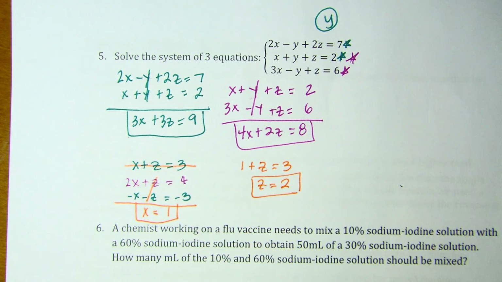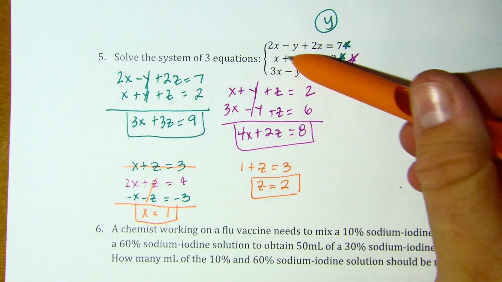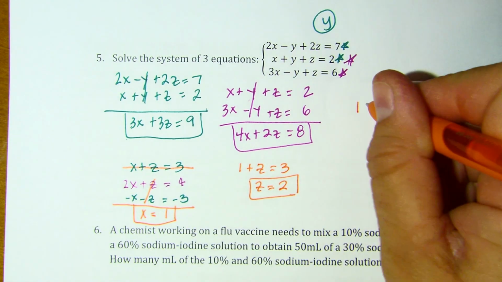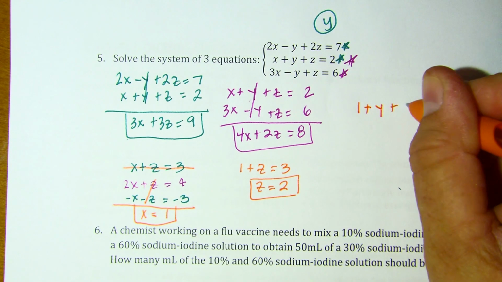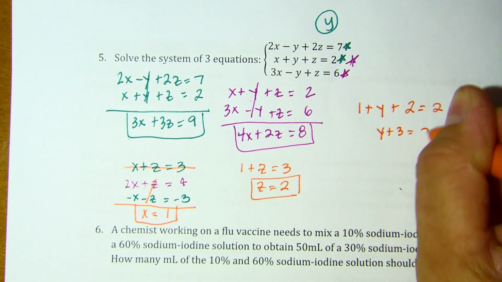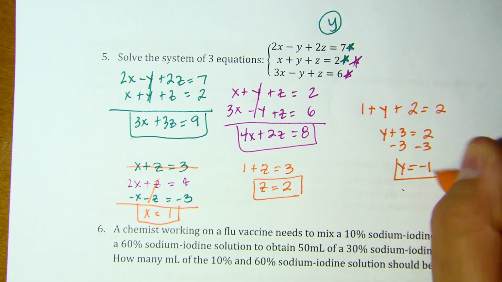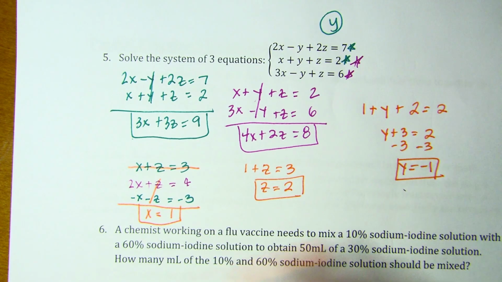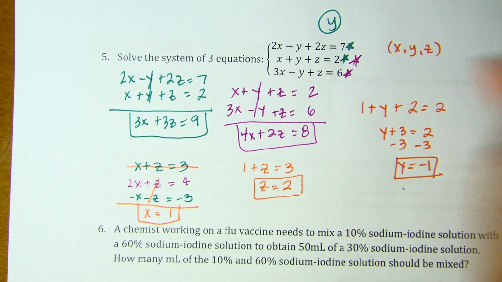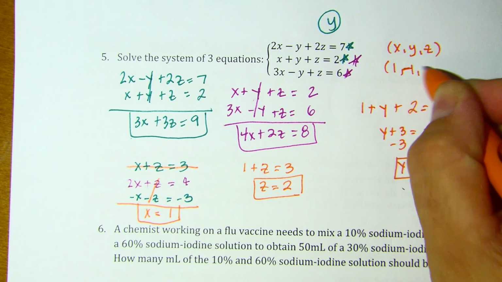And now if I know x and z, I can plug them into any one of these 3 equations to solve for y. I'm going to plug it into the middle one here because it has the simplest numbers. So x is 1, plus y, plus z, which is 2, equals 2. 1 plus 2 is 3, so y plus 3 equals 2. Subtracting 3, we have y equals -1. So just like our other problems, we want to write it as a coordinate, and you want to write it as x, y, z. So our answer then is 1, -1, and 2.